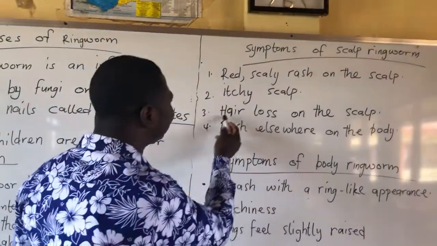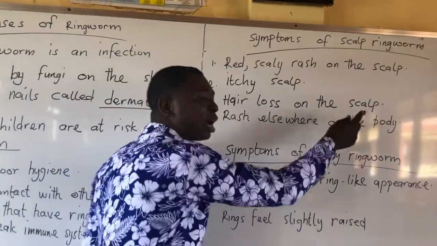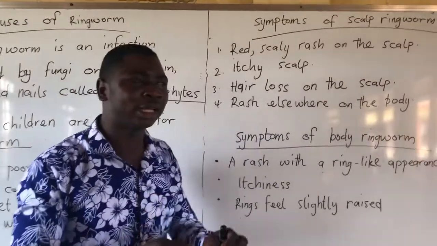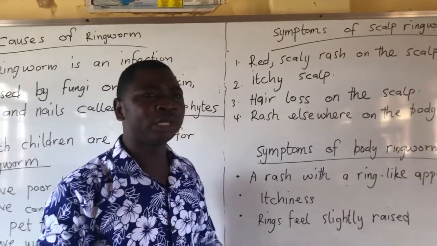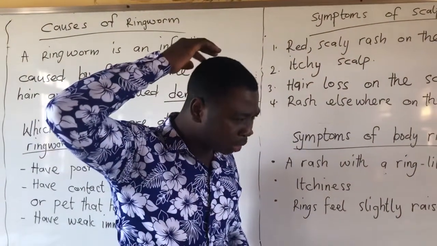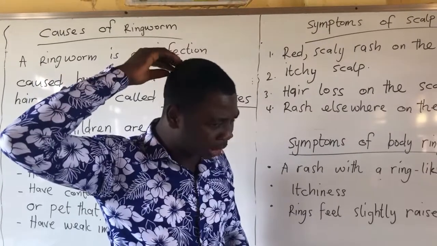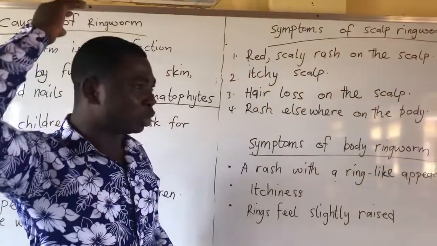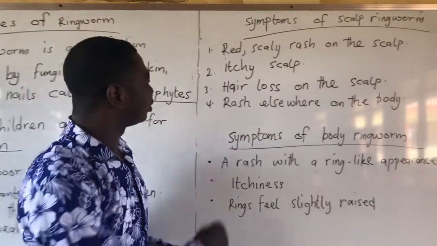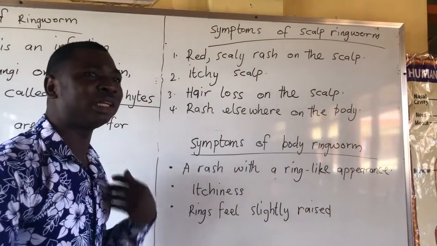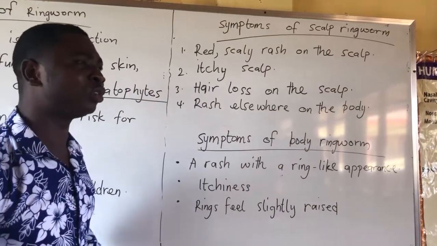And then the next thing is what? Hair loss on the scalp. So when you get the disease, the ringworm, the hair will break off and be removed from there. So you get hair loss, and there will be no hair there. Or if the hair is bushy, it will break it. Another thing is rash elsewhere on the body. You can get a rash on any part of your body too.